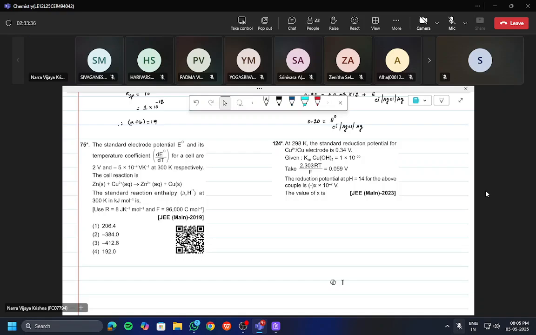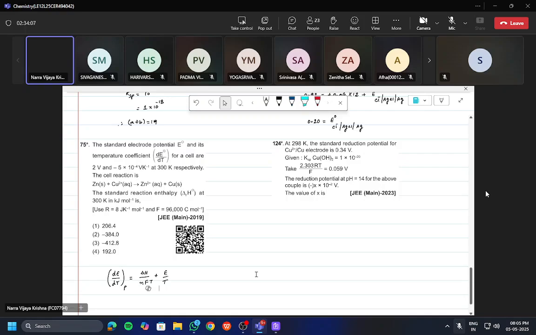Temperature is also given, right? What is the formula? dE by dT at constant P is equal to delta H upon nF plus nFT, no? nFT plus E upon T. Correct, sir?